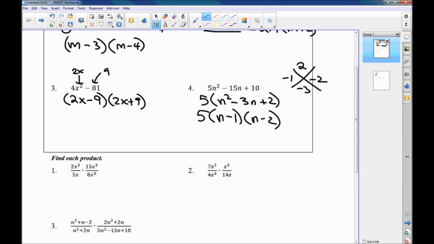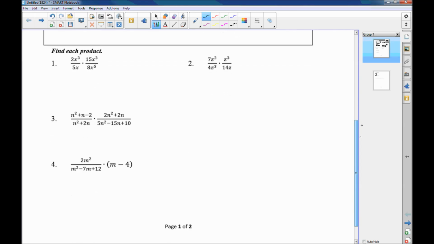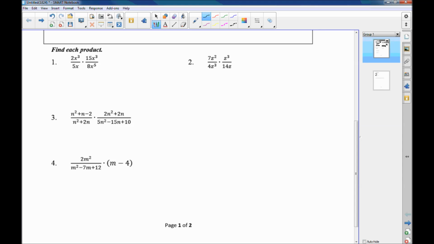All right, so our only new stuff today is very similar to last lesson. We're just simplifying fractions, but in this case, we have to do some multiplying or dividing first. All right, so when you multiply fractions, you multiply the tops, you multiply the bottoms, and then you reduce. Now there's some shortcuts to it, but we're going to go with the long way to begin with.